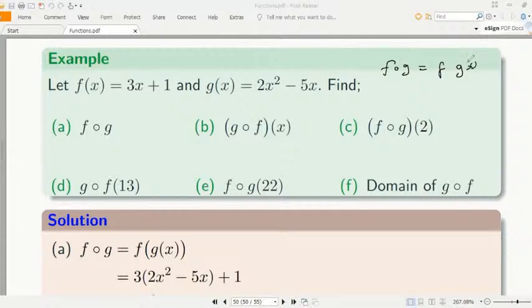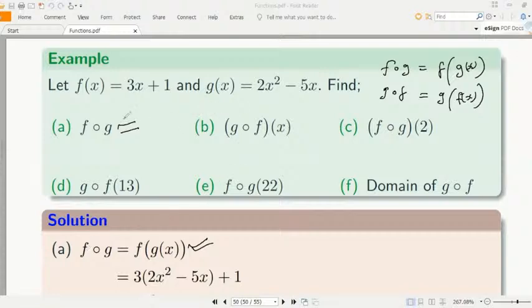Plug in g of x. And that's just done. And you know, this is not the same as G composition F. It's not the same, because G composition F means in G plug in f of x. If you understand that, it becomes very simple.